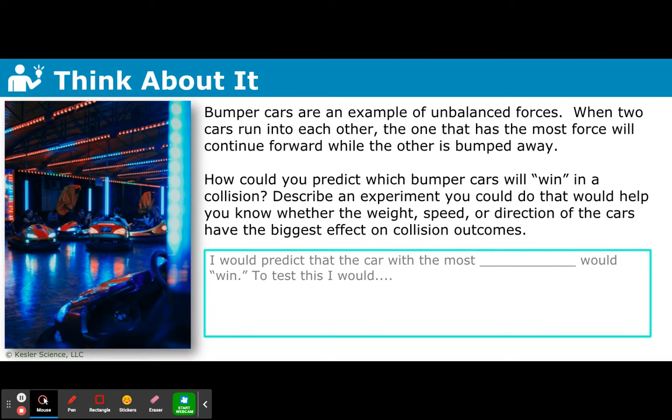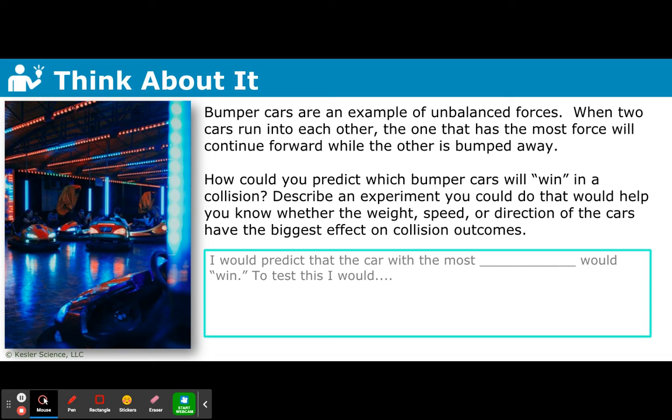Let's do our think about it. Bumper cars are an example of unbalanced forces. When 2 cars run into each other, the one that has the most force will continue forward when the other is bumped away. How could you predict which bumper car will win in a collision? Describe an experiment you could do that would help you know whether the weight, speed, or direction of the cars have the biggest effect on collision outcome.